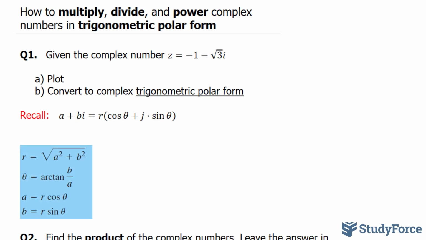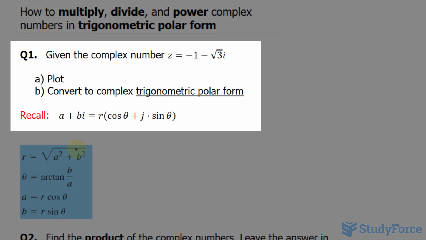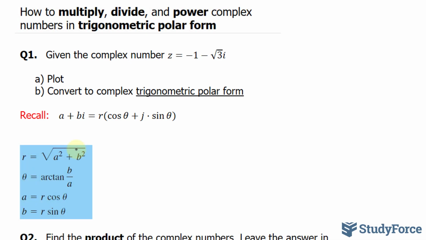In this lesson, I'll show you how to multiply, divide, and power complex numbers that are in trigonometric polar form. I want to start off with an example where we convert a complex number that's in rectangular coordinates to one that's in trigonometric polar coordinates, which is this format. The question reads, given the complex number z is equal to -1 minus the square root of 3i, plot and then convert to complex trigonometric polar form.